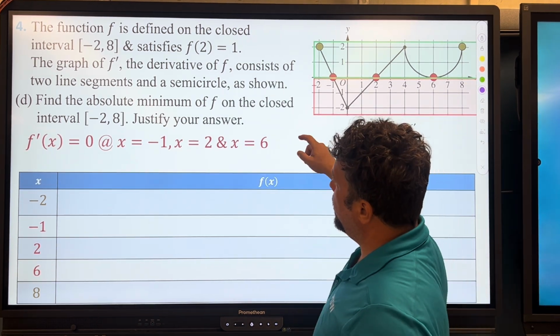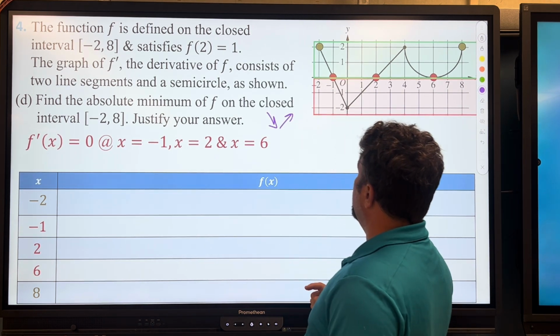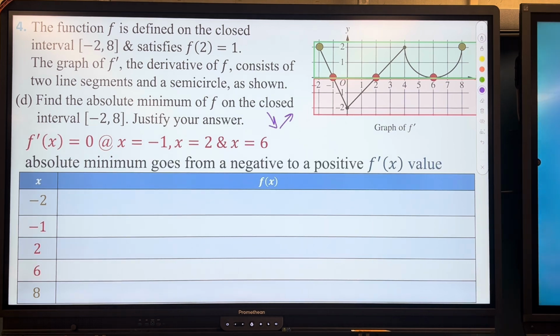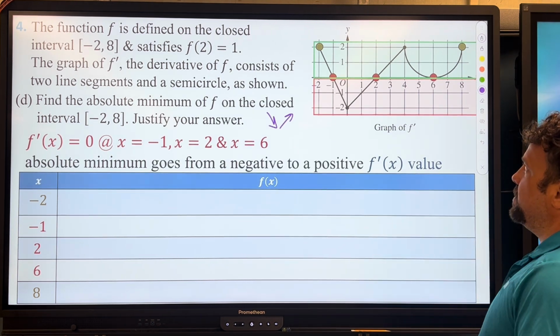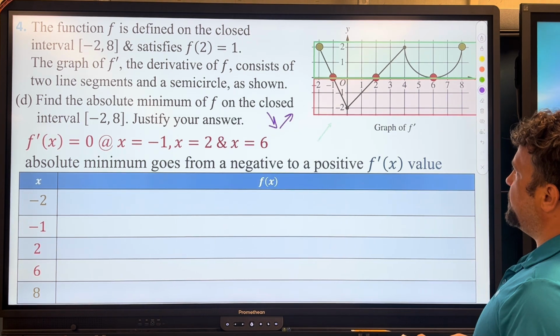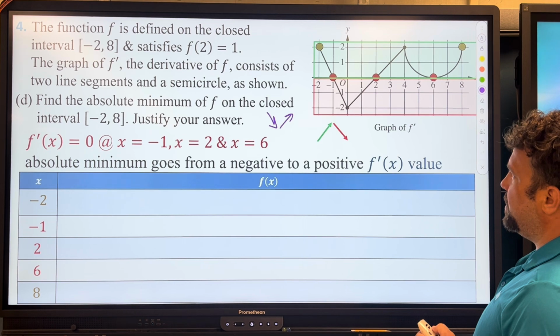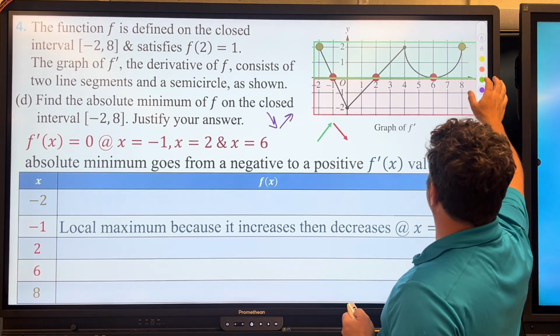Now a minimum, okay, we're going to make a little table of values or a justification table. But an absolute minimum means you're going from decreasing to increasing. Okay, so right away, it goes from a negative to a positive at an f prime x value. So right away we could look at this and say some of this stuff doesn't make sense. So we're going from positive to negative. Minimum goes from negative to positive. Oh, this is backwards.